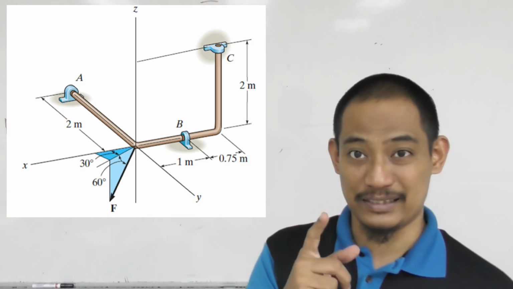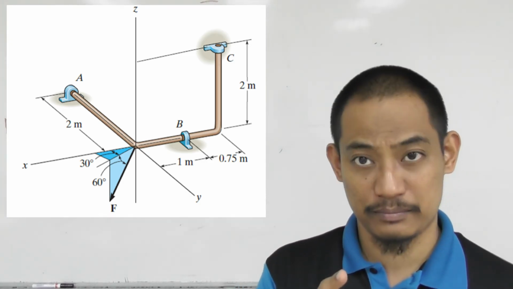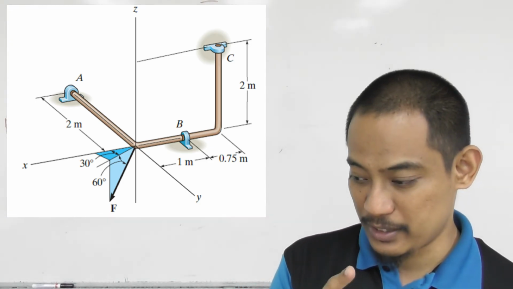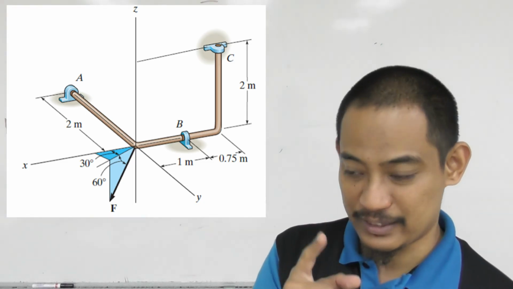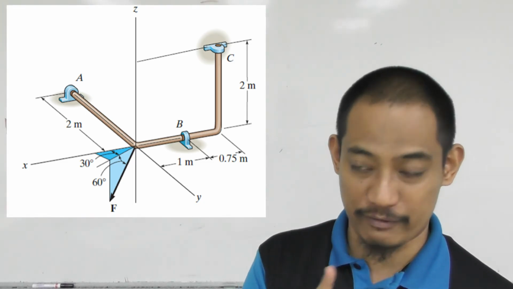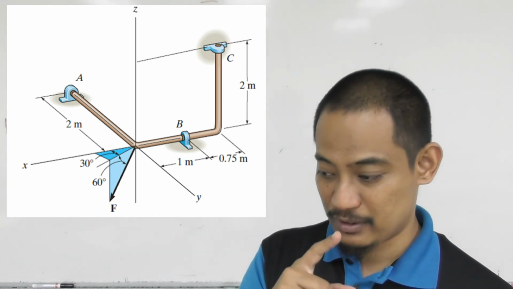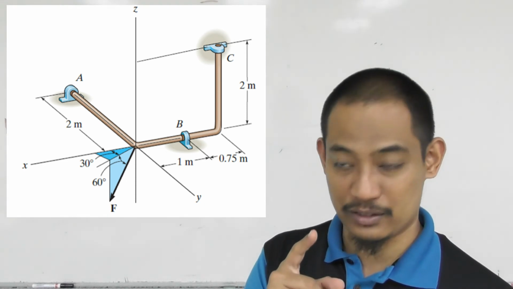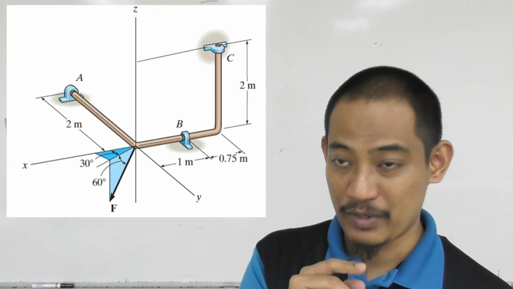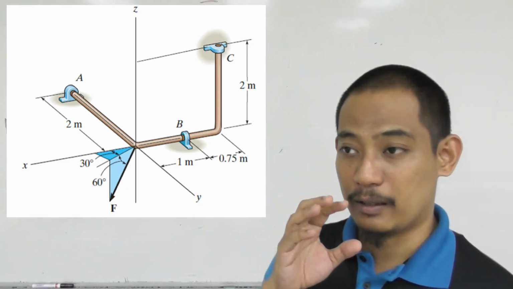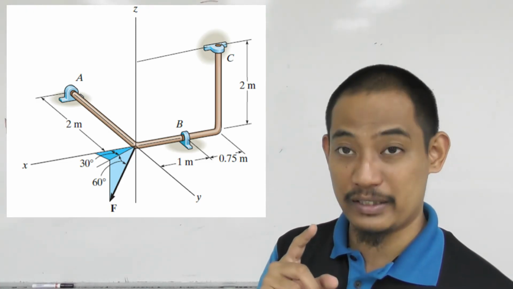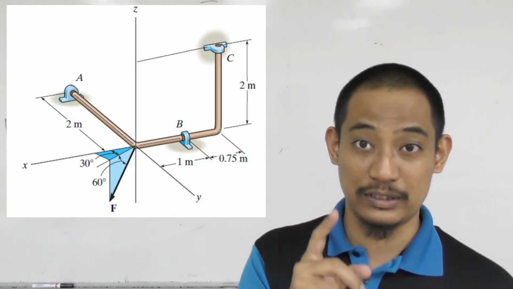And then what about point C? Right? Do you have CX? Yes, you will have. Do you have CY? Yes, you will have. Do you have CZ? No, it's free to move, right? So you do not have CZ. Do you have MCX? Yes, you will have. MCY? Yes. MCZ? No, right? Because it's free to rotate about Z. So that's normally from our understanding of journal bearing, that's how it should originally be, right?